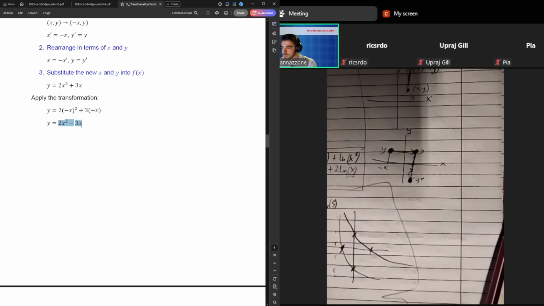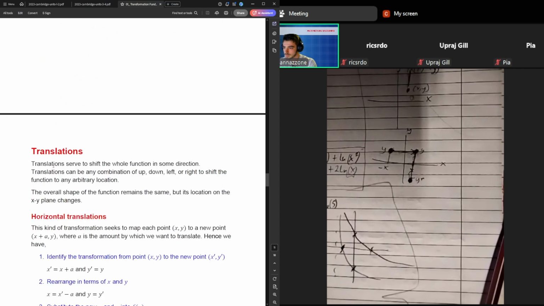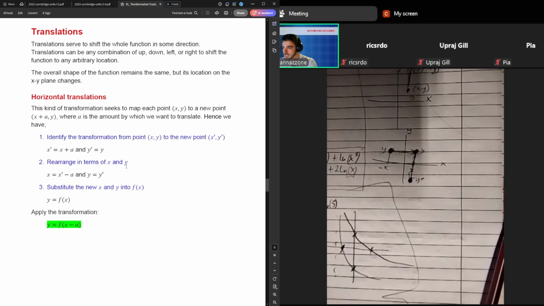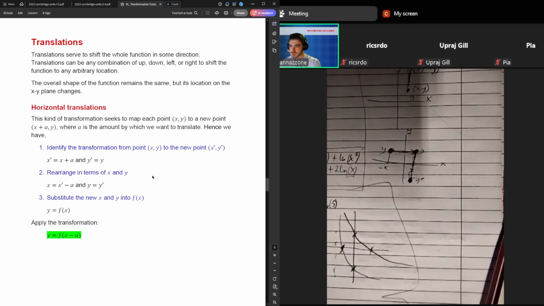This one, only the 3x was negative. Okay, and then translations. So this is where you're just shifting the entire function in one of the cardinal directions, whether you go up, down, left, or right. Horizontal, obviously we're talking about left or right in that case.